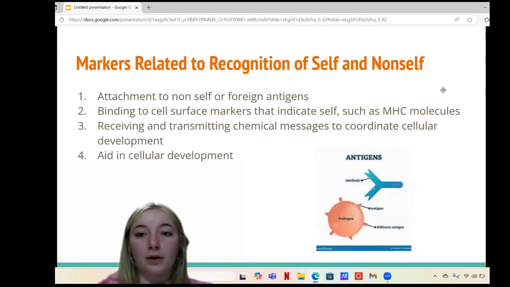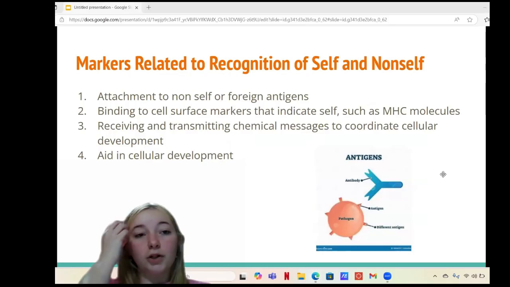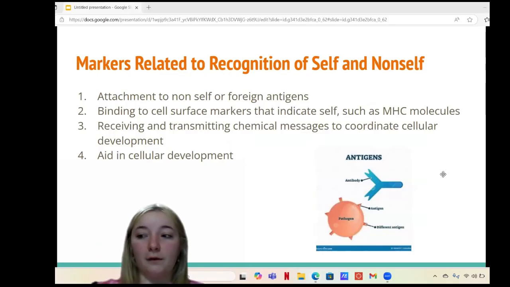So, markers related to recognition of self and non-self. This is all about how the body recognizes what isn't supposed to be there, what isn't normally there, and what it should kill off and what it should leave alone and allow to grow inside the body and do its job inside the body.